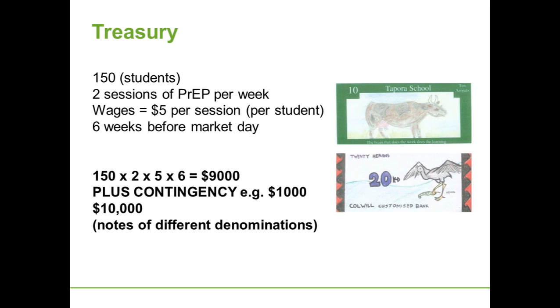So if you had 150 students, and this may be teachers as well, and 2 sessions of PrEP per week, and your wages were $5 per session per student, you had 6 weeks until market day. If you were to multiply those, you'd be printing around $9,000 worth of your school-based currency.